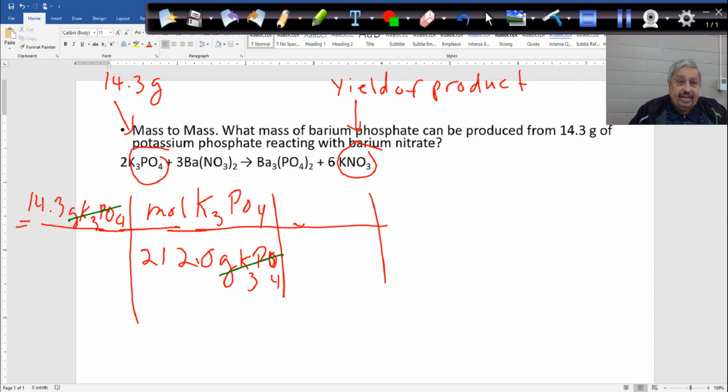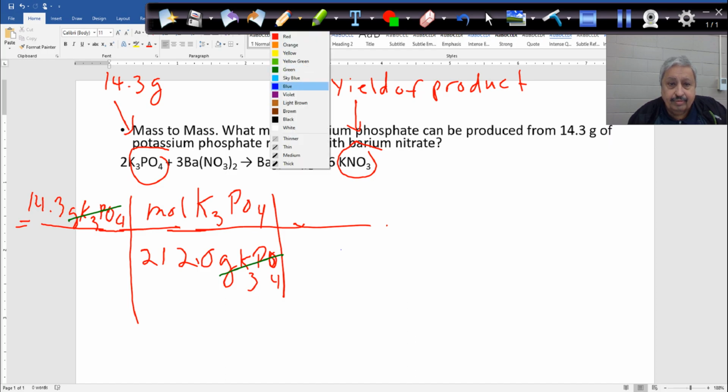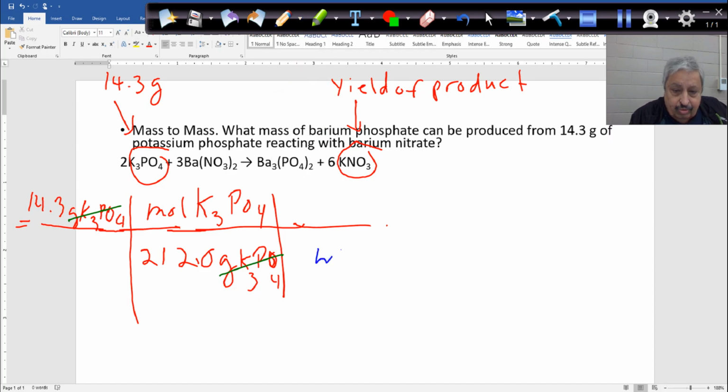So then I have here, the big issue here, I have to look. Mole of potassium phosphate. I might take this one here out too. Write it here. I have more space for it. Mole of potassium phosphate to mole of my product, potassium nitrate. That's my product.